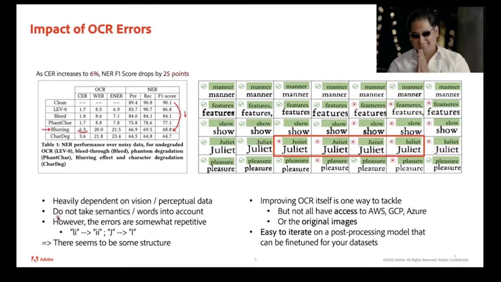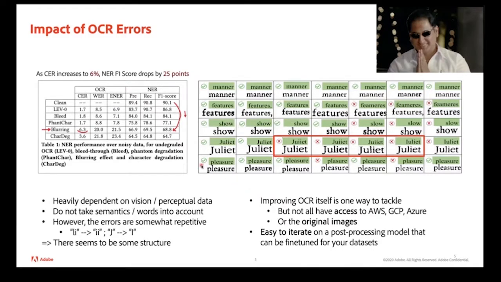But the nice thing is that these errors have some kind of structure. They are not just random errors where every character switches. There is actually some structure, like L gets seen as I, or J gets seen as L. For example, here in Juliet, you can see that just Li is recognized as II and so on.